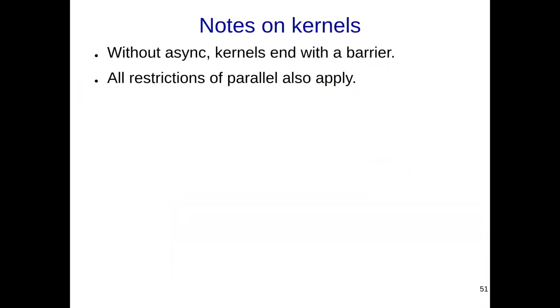All right, so we'll move ahead from here. Like for parallel, we have some notes which are required for the kernels also. The kernels clause, the complete kernels, not the individual ones, ends with a barrier by default. Which means that if there is a next statement after the kernels block, that statement is not going to be executed by the CPU until the whole of the kernels block is over. But you can specify async, in which case additional asynchronous behavior similar to parallel is going to happen.